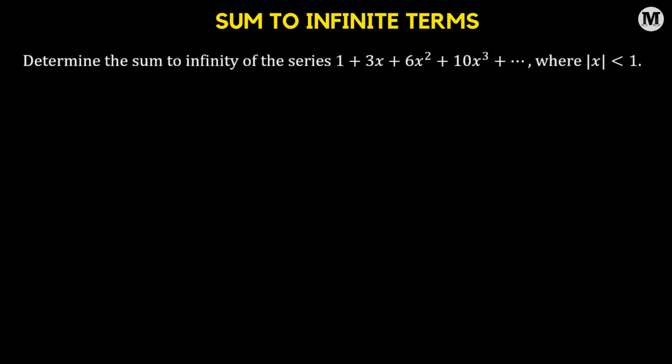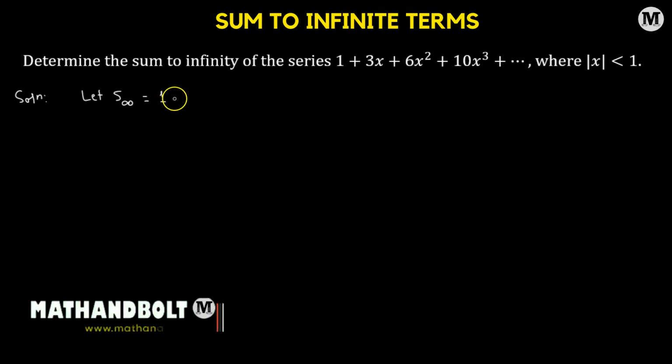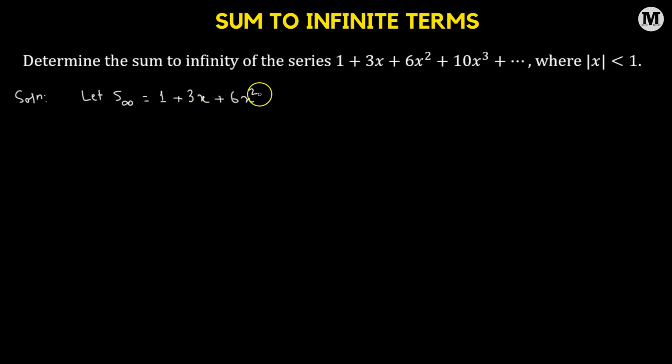Determine the sum to infinity of the following infinite series where the absolute value of x is less than 1. Let us begin. So we're going to name this series S infinity, which denotes that we have the sum of the infinite number of terms. We have the first term as 1, followed by 3x, then 6x squared, then 10x cubed, and the rest of the terms.